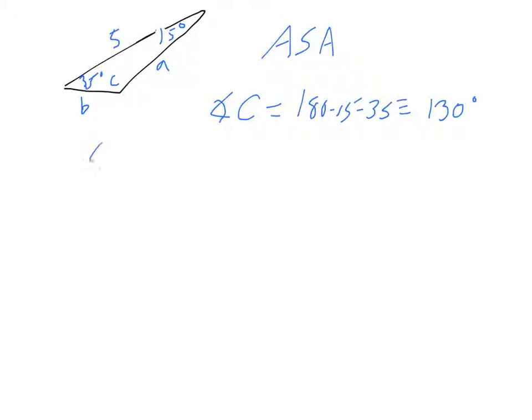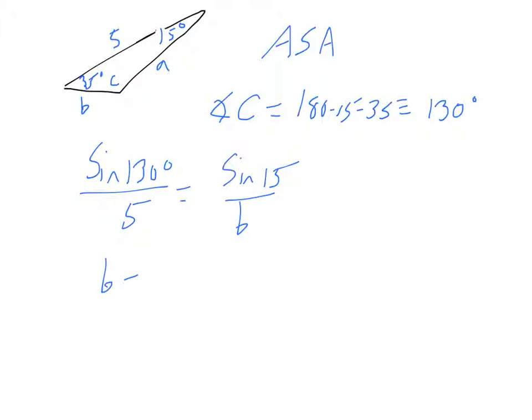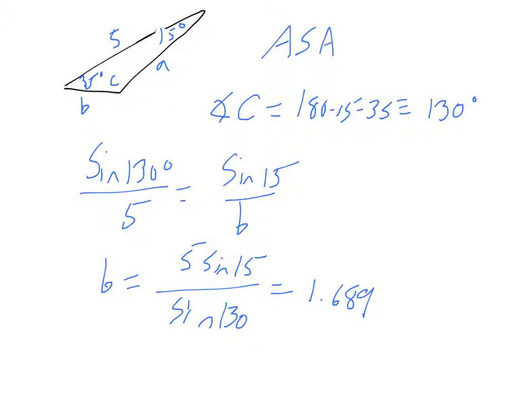I know an angle across from a side, which is necessary for law of sines. And I can go ahead and set up my equation. Sine of 130 over 5 is going to be equal to, let's just say, sine of 15 over B. And so B is going to be equal to 5 sine 15 over sine 130, right? And we get 1.689.